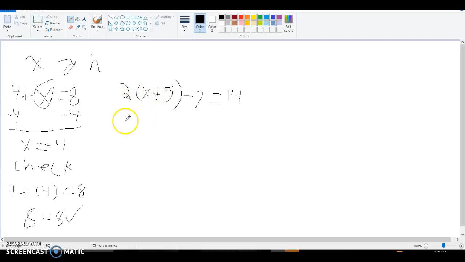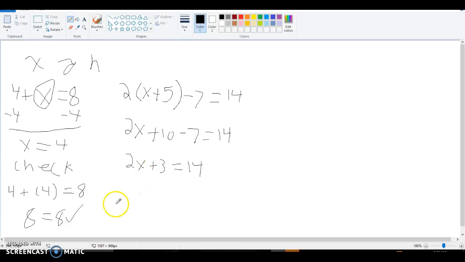So 2 times x is 2x. 2 times 5 is plus 10, minus 7 equals 14. We still want to keep simplifying. So 2x, and then 10 minus 7 is 3. So 2x plus 3 equals 14.